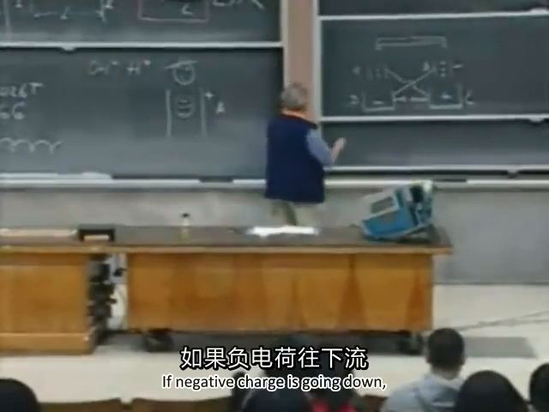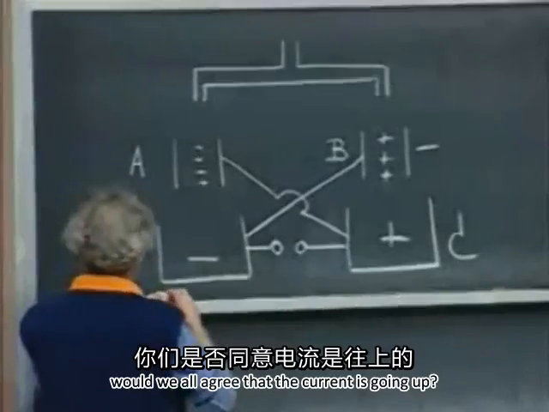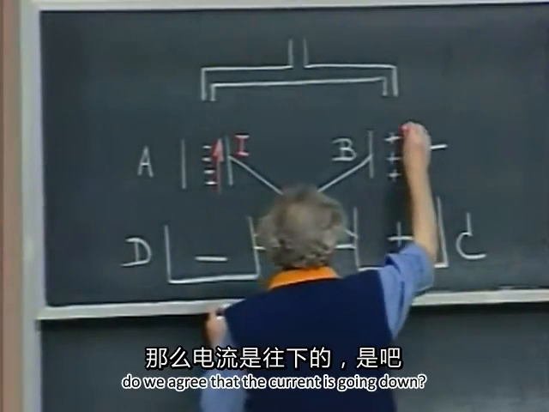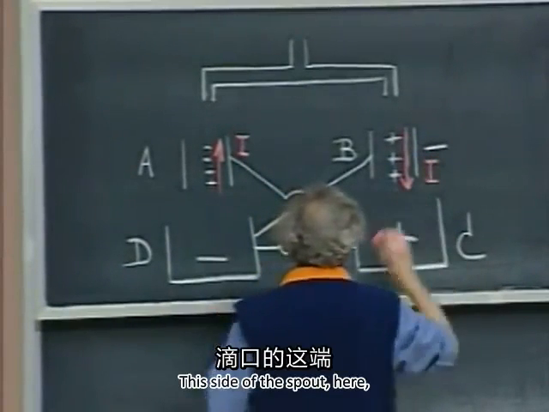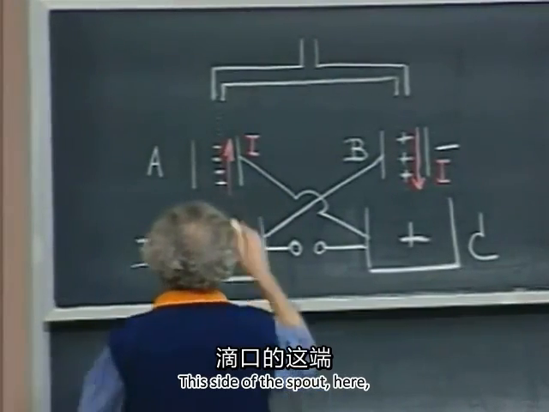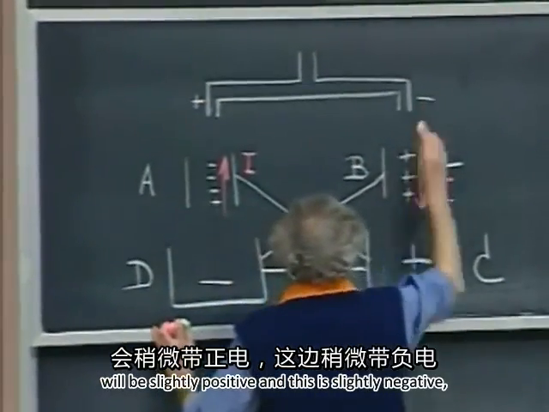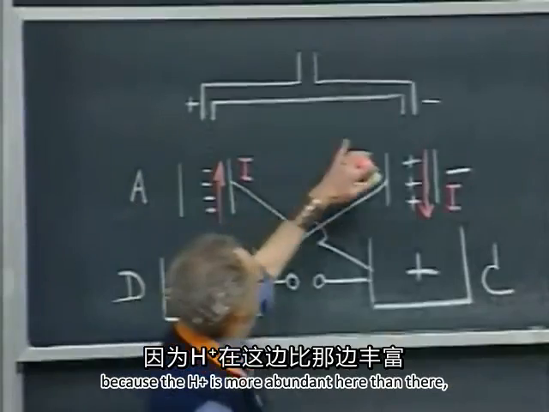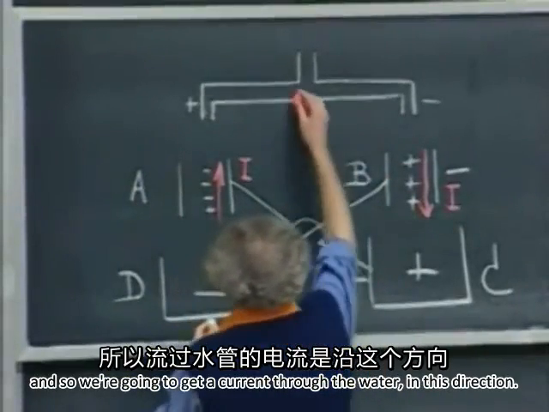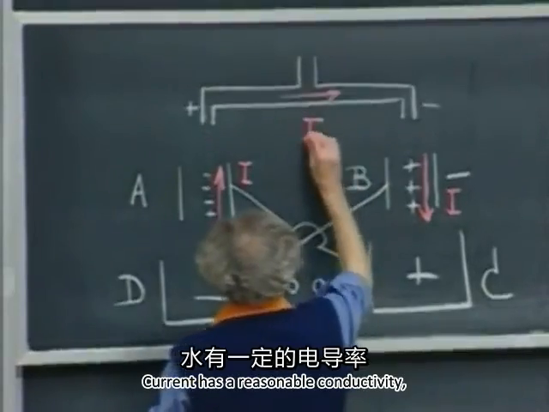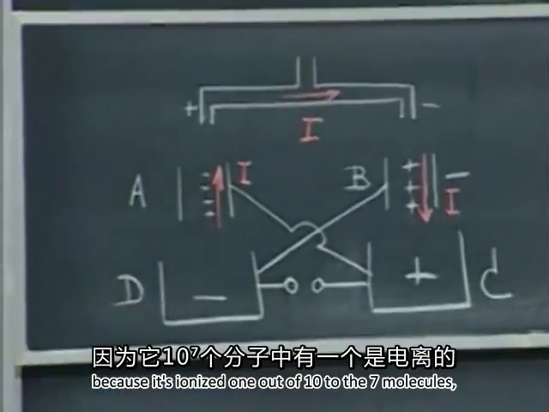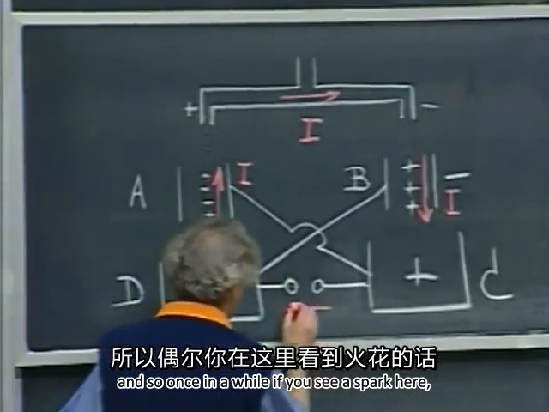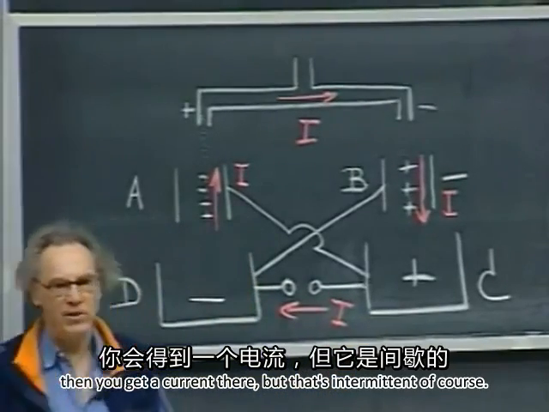How is the current flowing? If negative charge is going down, would we all agree that the current is going up? If positive charge is going down, do we agree that the current is going down? This side of the spout here will be slightly positive, and this is slightly negative, because the H plus is more abundant here than there, and so we're going to get a current through the water in this direction. The water has a reasonable conductivity, because it's ionized 1 out of 10 to the 7 molecules. And so once in a while, if you see a spark here, then you get a current there, but that's intermittent, of course.